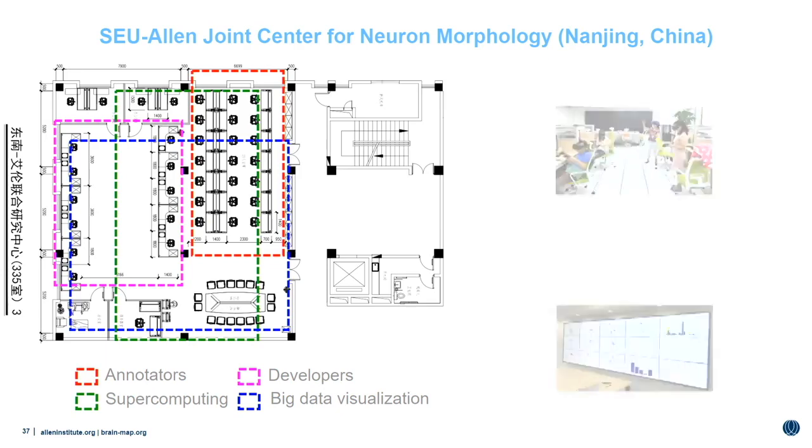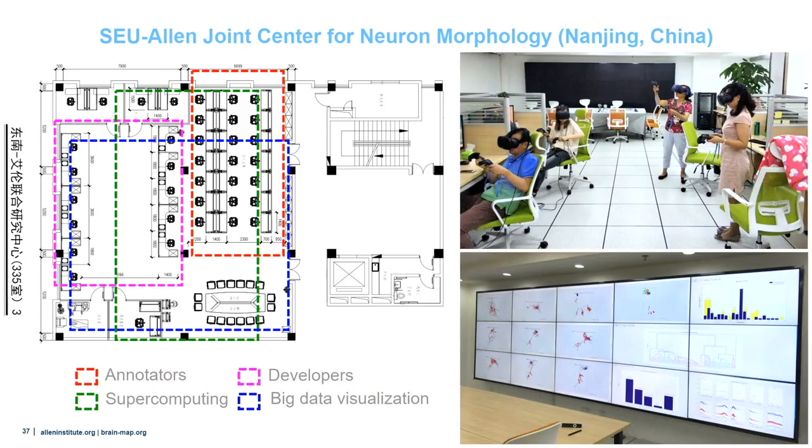So here are two examples. In the first one, you can see the annotators are really using our VR equipment to annotate the neuron structure in the virtual space. Especially the two ladies on the right side, they are using our latest technology called the cooperative mode. In this mode, they are tracing the same neuron image at the same time.